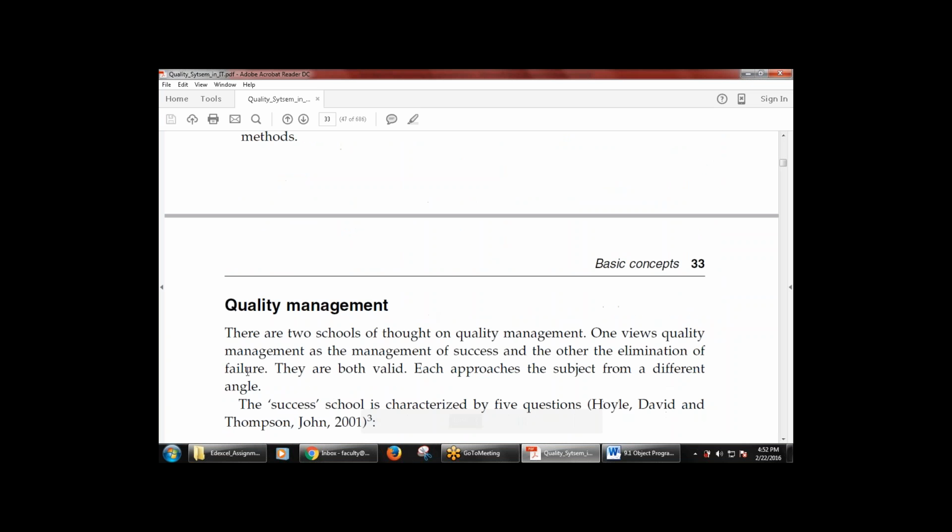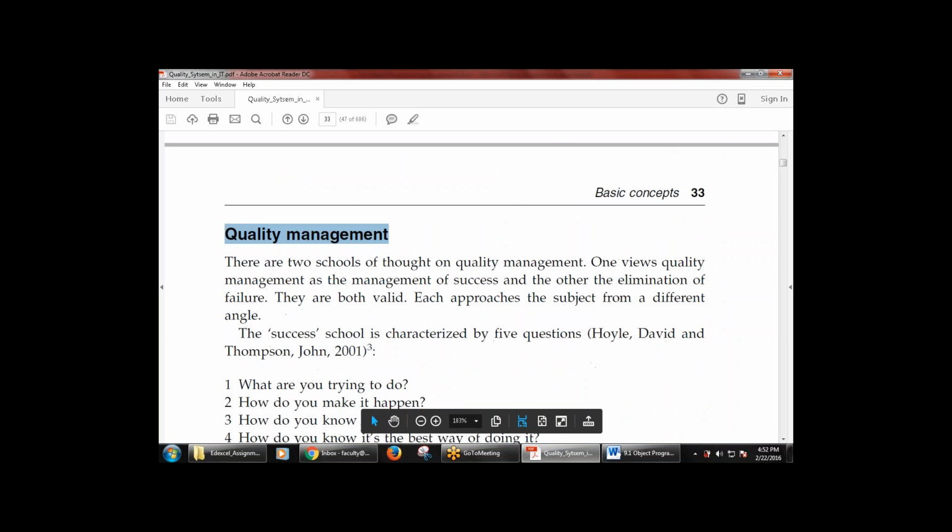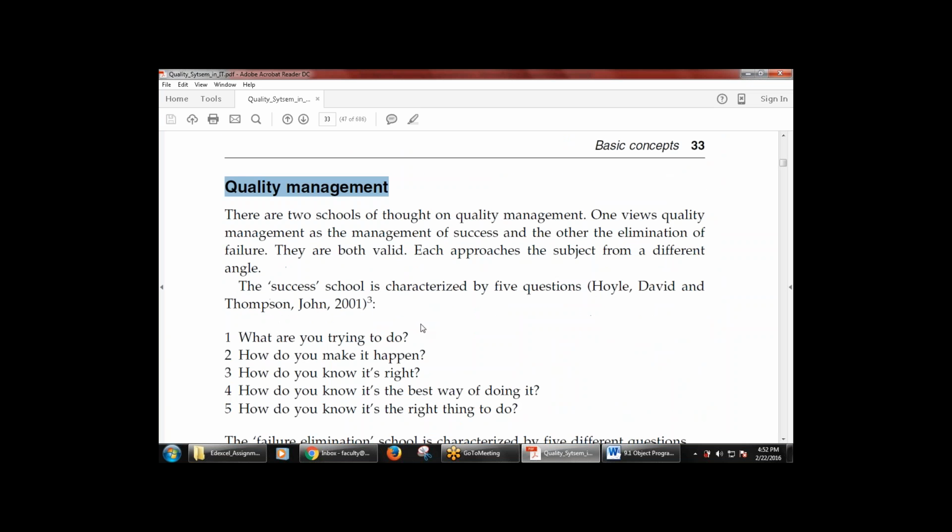Now, talking about quality management, this is one of the important concepts covered in your syllabus, that is, quality management.